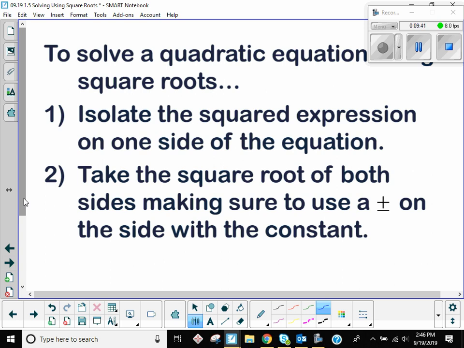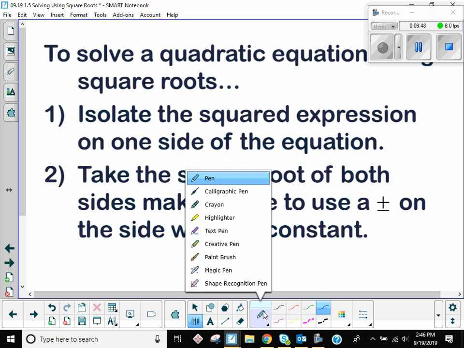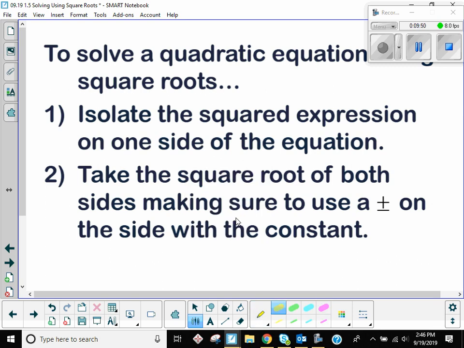All right, so to solve a quadratic equation using square roots, it looks like lots and lots of words, but it's basic ideas that you already understand. For example, step 1 says isolate the squared expression, okay? So you have to isolate whatever it is that has the power of 2. The second thing, once you do that, you take the square root of both sides. Don't forget your plus or minus on the constant. Whatever's on that right-hand side gets a plus or minus.